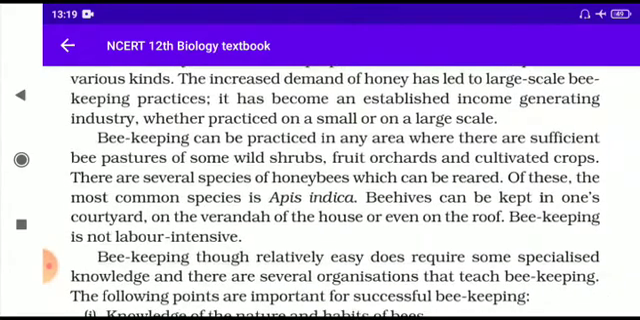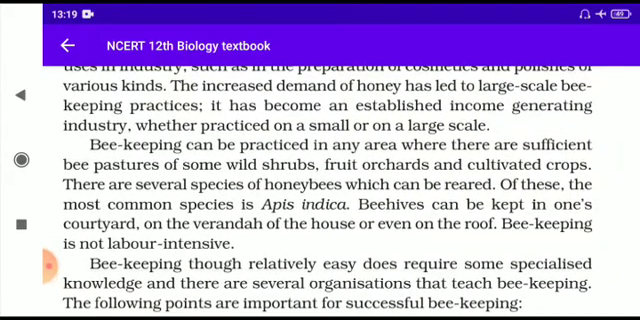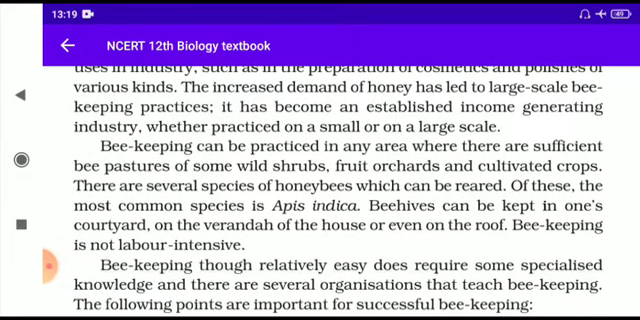So beekeeping can be practiced in any area where there are sufficient bee pastures of some wild shrubs, fruit orchards, and cultivated crops. There are several species of honeybees which can be reared. Of these, the most common species is called Apis indica, which belongs to India. Beehives can be kept in one's courtyard, that means backyard places or any side places, or on a veranda or even on the roof.